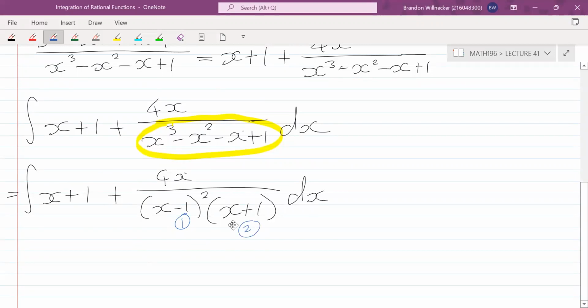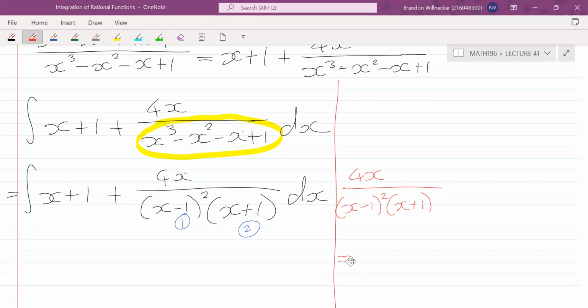So we would like to decompose the single fraction into two parts. So let's just do that on the side here. So we've got 4x over x minus 1 squared, it's repeated, times x plus 1. We want to split it up. So we're going to have three terms, okay, because the x minus 1 is repeated, so that counts as 2. And then we have the x plus 1.